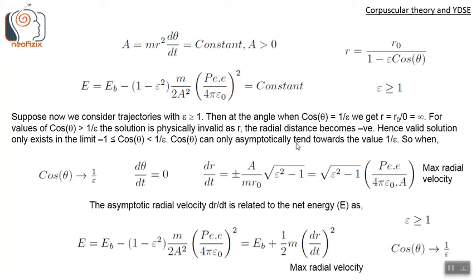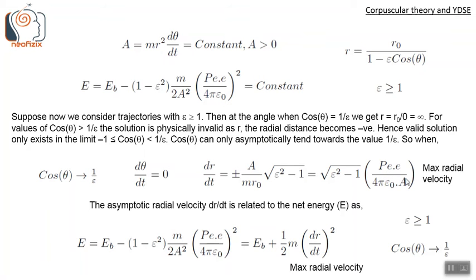Realistically, cos theta can only asymptotically tend towards the value 1 by epsilon. So when cos theta is close to 1 by epsilon, we get d theta by dt equals 0. That is, the angular velocity becomes 0, and the radial velocity becomes a constant, which is given by this expression here. dr by dt ultimately will become equal to plus or minus square root of (epsilon square minus 1) into pe square by 4 pi epsilon naught A.